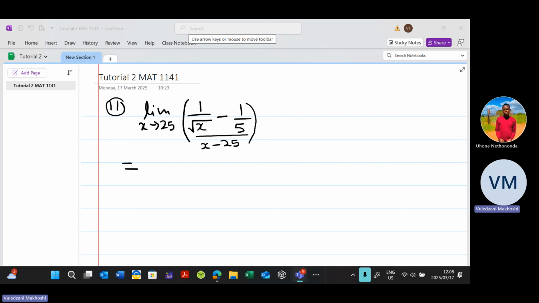Right. So this is what we have, and this is going to give us the limit when x is approaching 25. Then we ask ourselves, is 25 in the domain of this function? Of course, it is not, because if you put 25 where there is x, it will be 25 minus 25, which is 0. Under the square root sign, you will have square root of 25, so it is 1 over 5 minus 1 over 5, which is 0. So we have got 0 over 0.